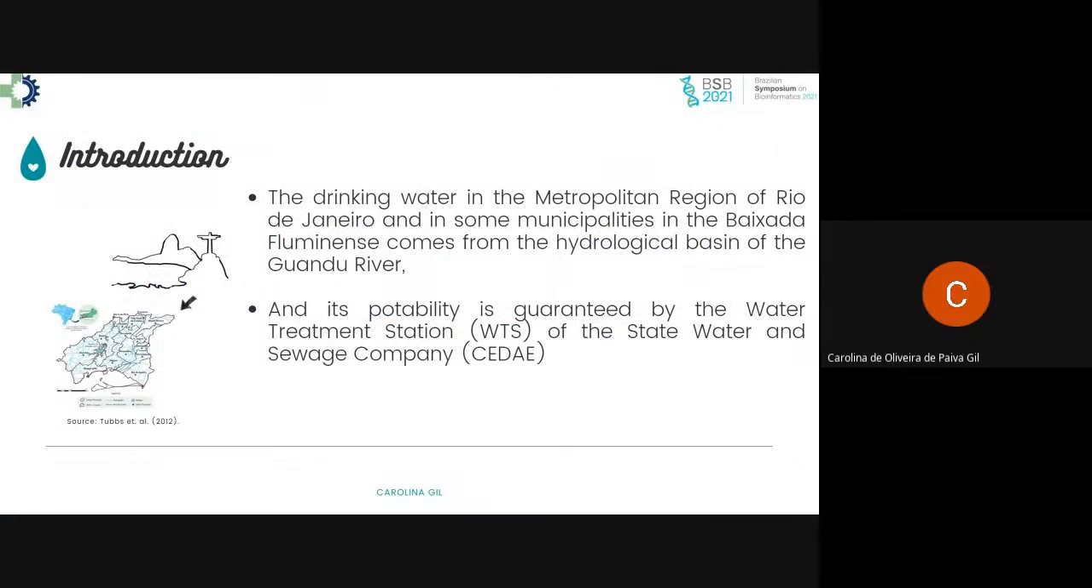The drinking water in the metropolitan region of Rio de Janeiro state, Brazil, and some municipalities in the Baixada Fluminense comes from the hydrological basin of the Guandu River, and its potability is guaranteed by the water treatment station of the state water and sewage company, CEDAE, the public company in Rio.